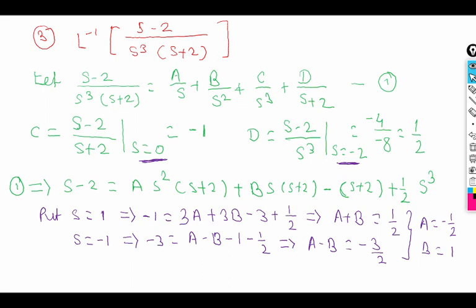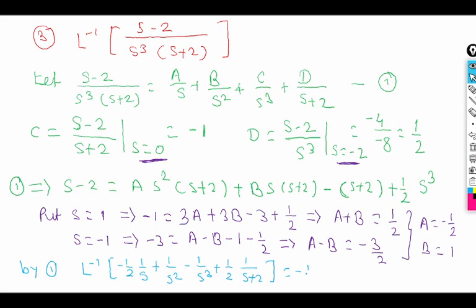This is the most lengthy task in partial fractions. By equation 1, we get the inverse Laplace transform of: the value of a we calculated, minus 1 by 2, into 1 by s. The value of b is 1, so 1 upon s square. The value of c that we calculated is minus 1, so minus 1 upon s cube. And the last one, the value of d is a half, so 1 upon s plus 2. We just replace the values of a, b, c, d in that equation 1. And here is the answer now.